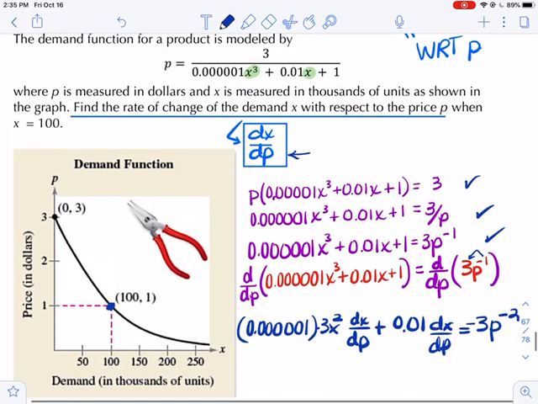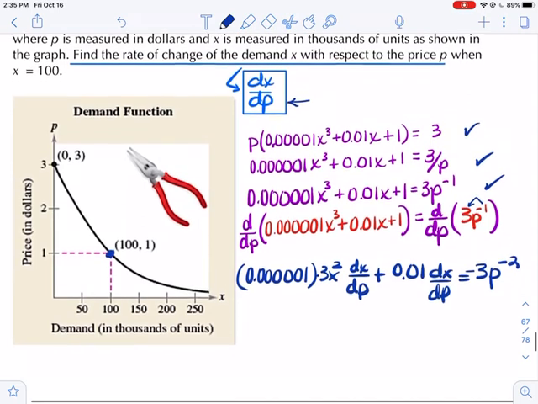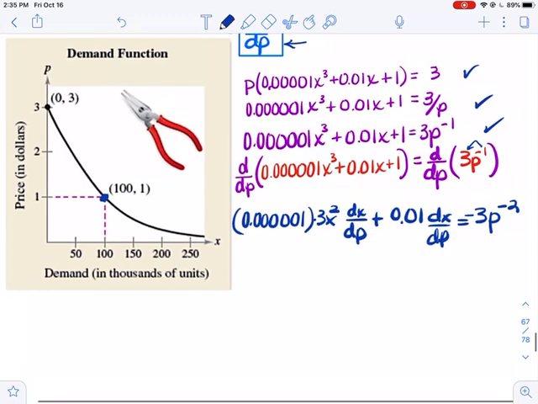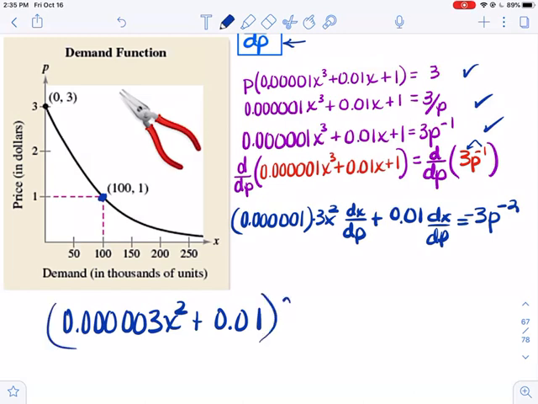In this, what do we want to find? We want to find the rate of change of the demand x with respect to the price p when x is 100. You're going to have to get a calculator to get the function value. So here we have our 3 times this, so it's going to be 0.000003 x squared, plus 0.01. And then we're going to factor out our dx/dp.